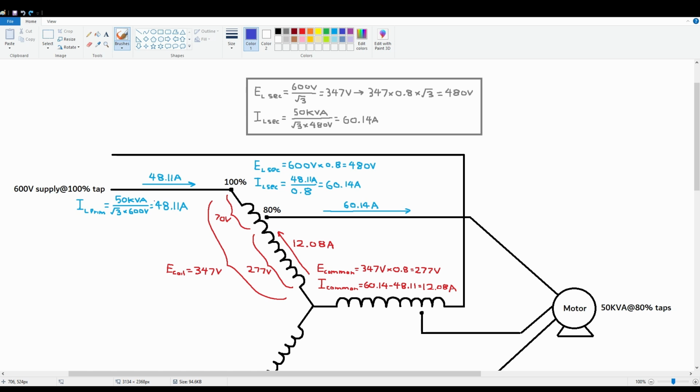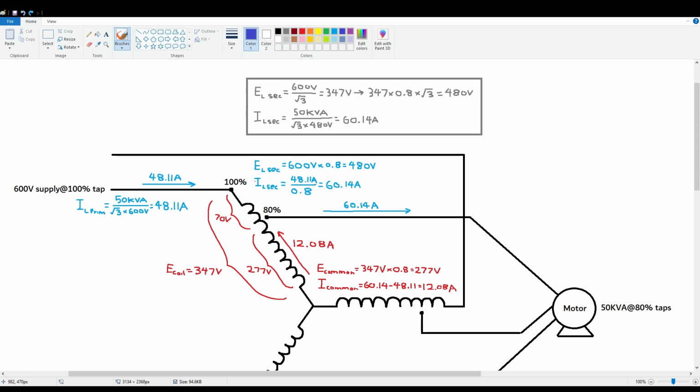That gives us a line current of 48.11 amps on the primary side. Okay, so we've got this value here. Now we can move on to the secondary side. First, on the secondary side, we have to find our line voltage. Our line voltage is going to be 80% of our line voltage on the primary side, which is 600 volts. We use 80% because we're on the 80% tap. So 600 volts times 80% is 480 volts.